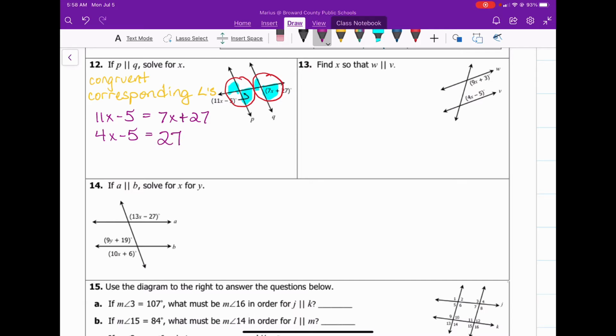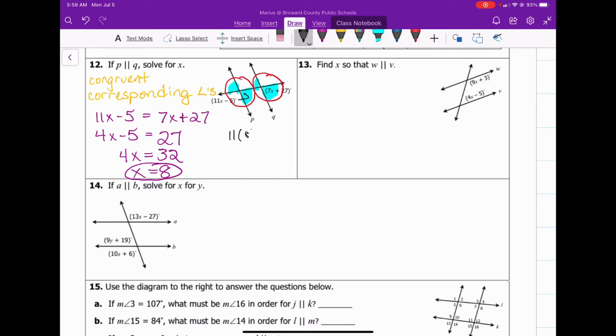Next, I'm going to add 5 to both sides. When I add 5 to 27, that makes 4x equals 32. Our last step is to divide both sides by 4, which makes x equal to 8. Now that I've solved for x, let's say they asked us to figure out the angle measure of either angle. Since they're congruent, if we find one angle measure, the other is exactly the same. So we can plug 8 into one of the angles. I'm going to use the first one.